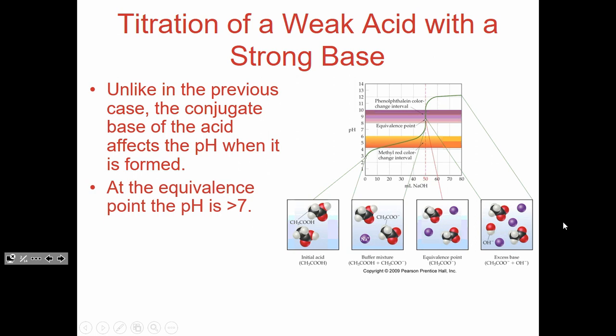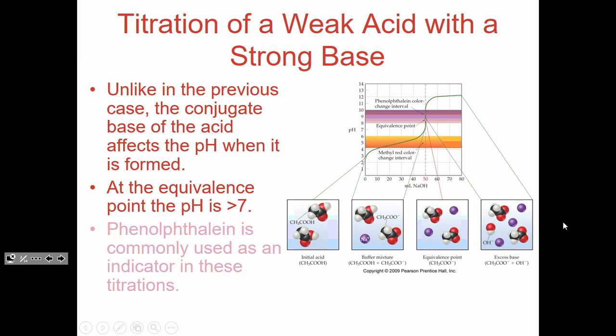In this case, with a weak strong, remember we have a weak acid. It's going to start out acidic, but we're creating a conjugate base. And when all of the weak acid is gone, we now have the conjugate base present in solution. And that's why at the equivalence point, the pH is going to be greater than 7 with a weak acid strong base titration. Why? Exactly what I just said. You have a conjugate base being created that affects the pH.